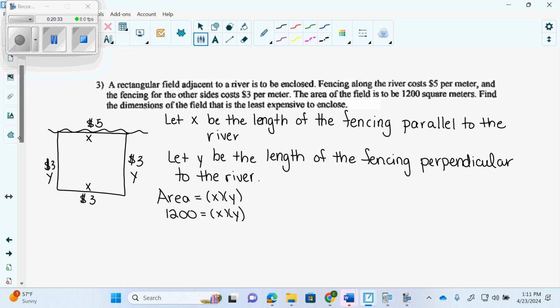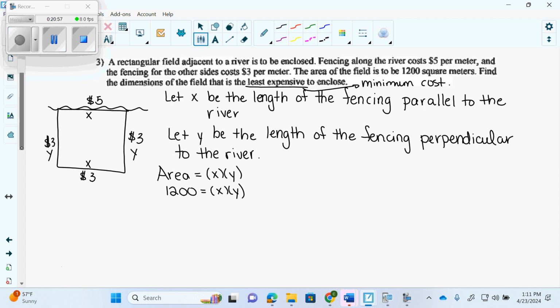Now, they want us to find the dimensions of the field that give us the least expensive to enclose. Least expensive means minimum cost. So we need a cost equation, because each of these cost a different amount, right? Well, 3 of the 4 cost a different amount, okay? So why do I know I need a cost equation? Because it wants the minimum cost. If it wants minimum cost, I need a cost equation. I need to find the first derivative of it and get the critical numbers, right?